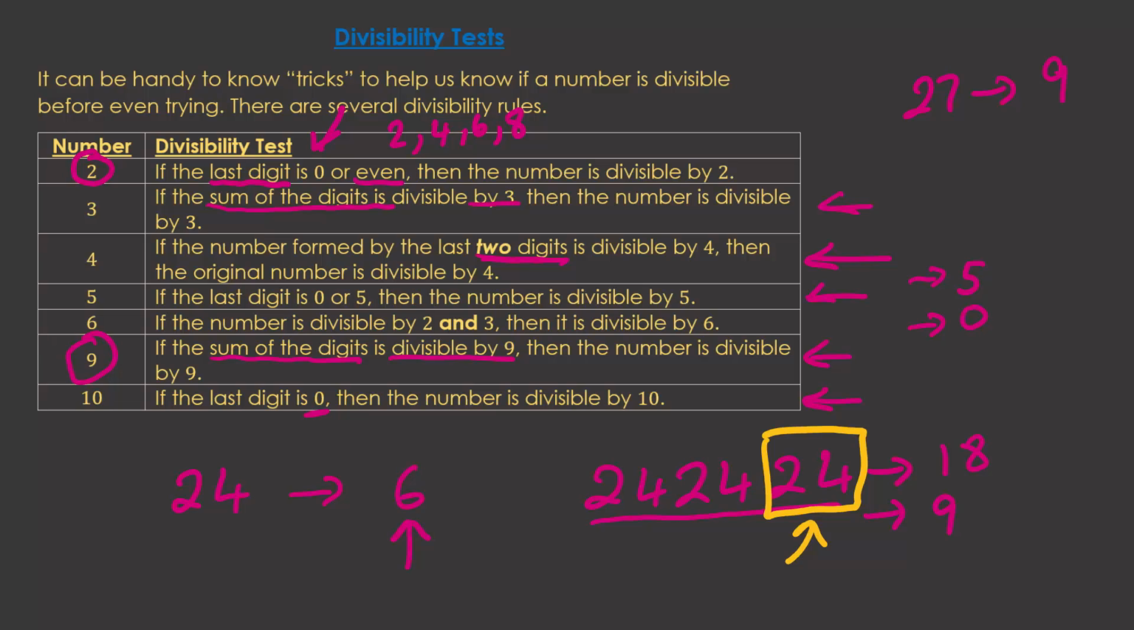We've got one more that we've listed here, which is 6. If the number is divisible by both 2 and 3, then it is divisible by 6. And this works for certain other numbers as well. And we'll look at that in some of the examples to follow. But for now, just think about 6. You need to show it's divisible by 2 and by 3.